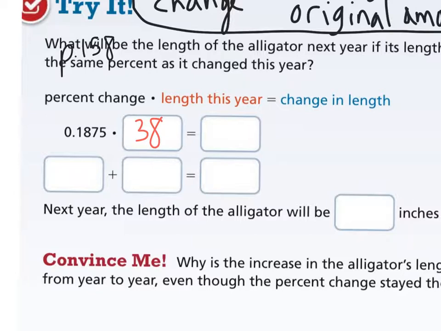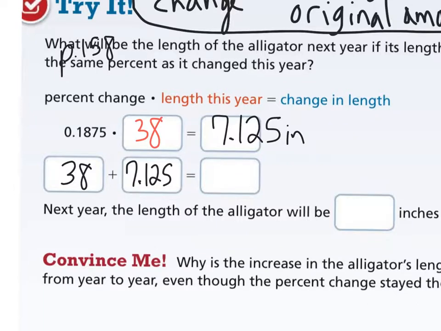And since it's a bigger length, you take the same percent of a bigger number, you're going to get a bigger number. So it's going to grow by more than 6 inches this year. So that would be 7.125 inches that it's growing by this year. And then we can look at what its new length is going to be. So if we take 38 plus 7.125, that will give us the new length that we're expecting. Should be 45.125 inches.